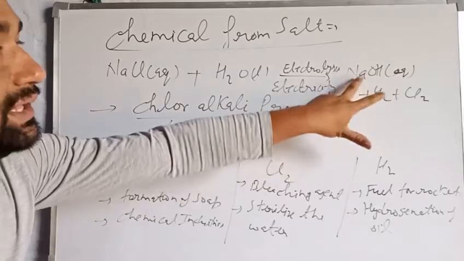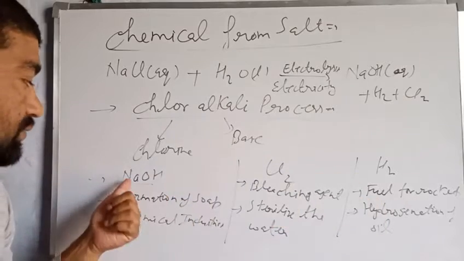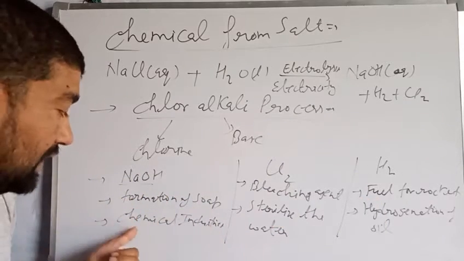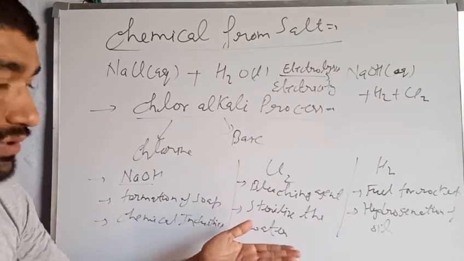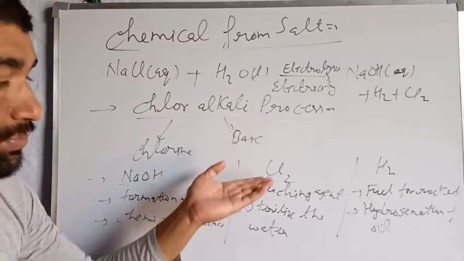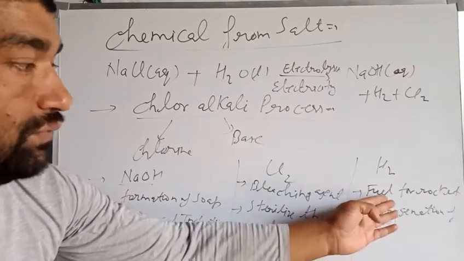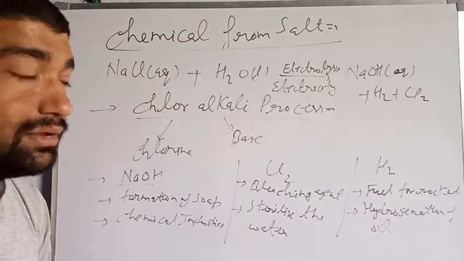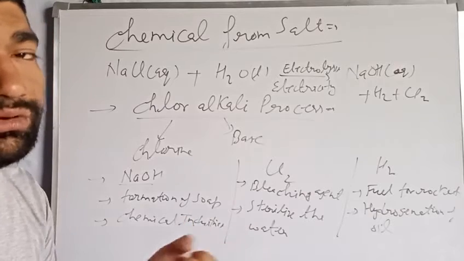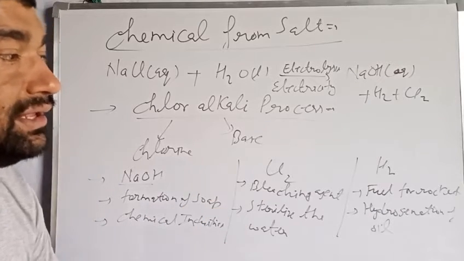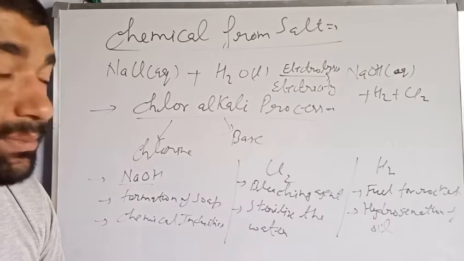Now because we have obtained 3 major products, NaOH, H2 and Cl2, we can categorize them with their uses. What is the use of NaOH? Formation of soap and the chemical industry. Cl2 is a bleaching agent, sterilizes the water, and is used in the production of salts like HCl. H2 is also used to obtain salts, and as fuel for rocket combustion. You must have heard from your science teacher that hydrogen is the most useful fuel to send the rocket to the orbits. And hydrogenation. So this was about the first topic.